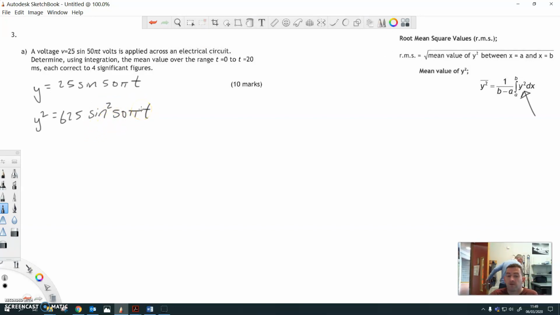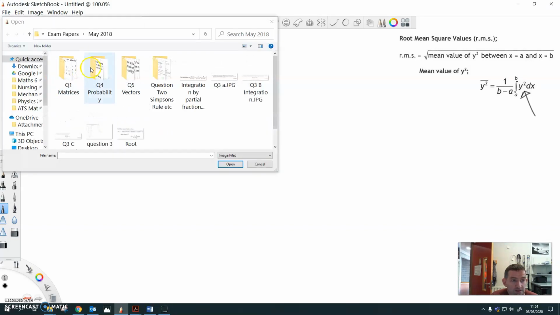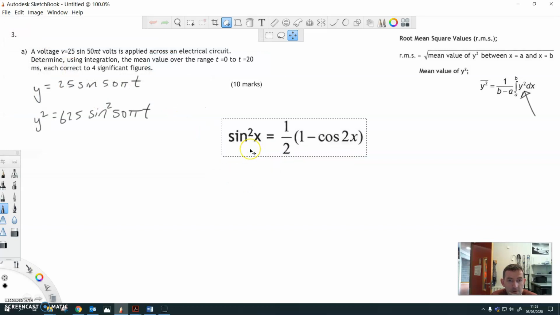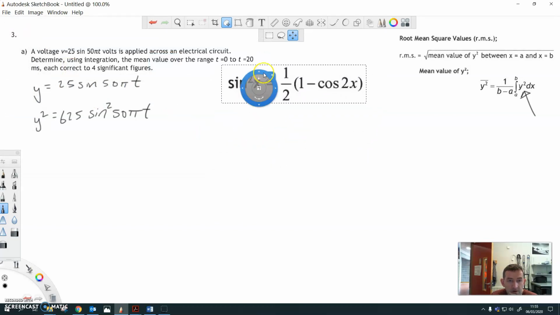625. Hold on, let me pause this. Oh, where were we? Right, 625. So that's y squared. Now, this thing is very awkward to integrate, so we have another wee trick to sort that out. Also from the back of the exam paper, a thing like this, the sine squared substitution rule. Here it is here, so we'll bang that up there.